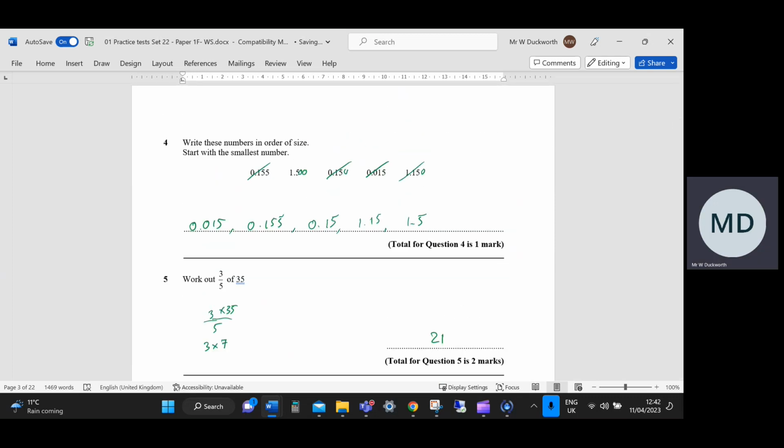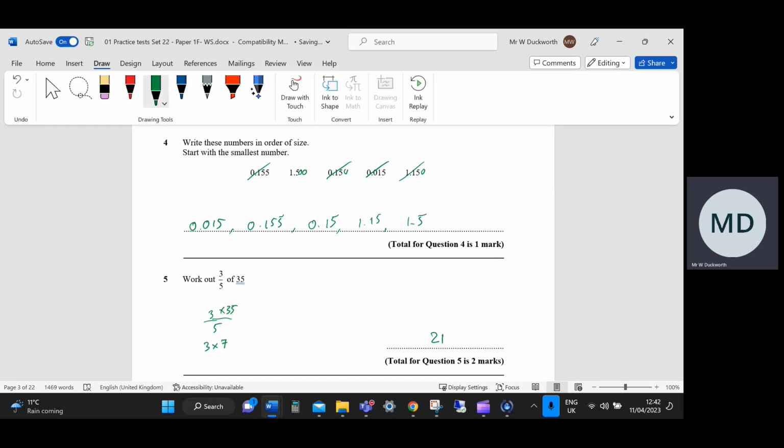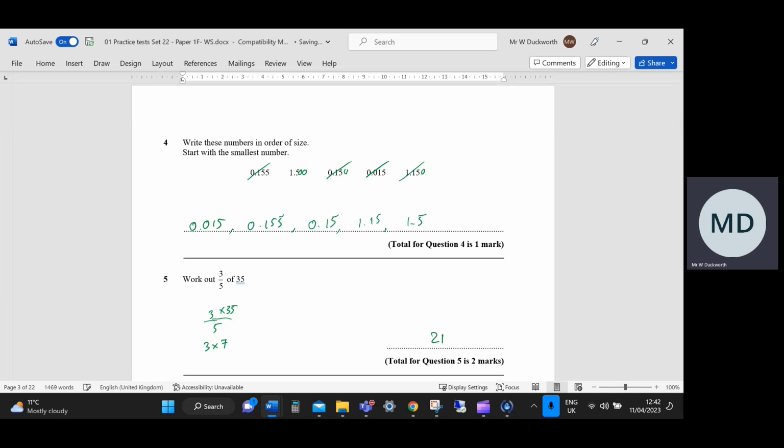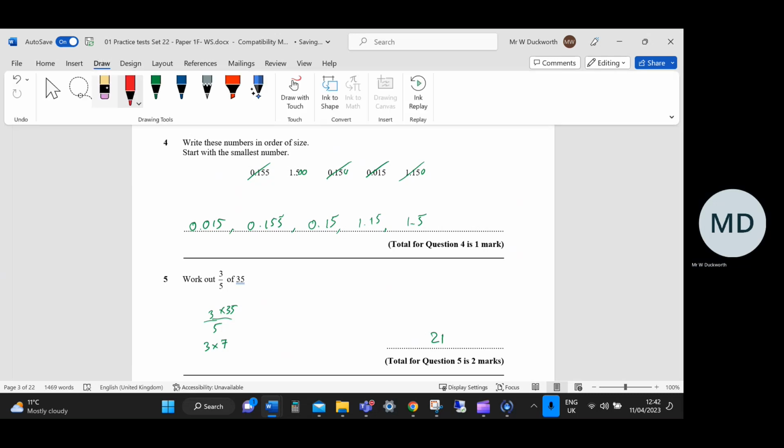So question 4 is just B1 for correct order. Just double checking my order. Oh gosh, I've made a mistake really early on the paper. That's quite embarrassing. So this one should be over here. So let me just change that.